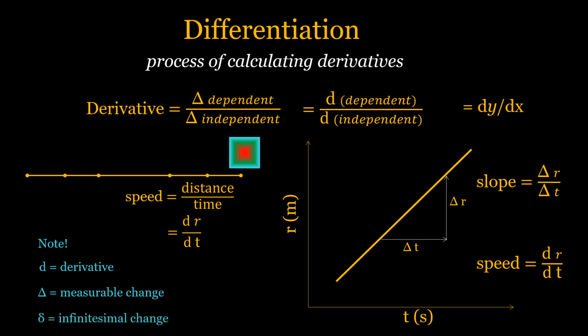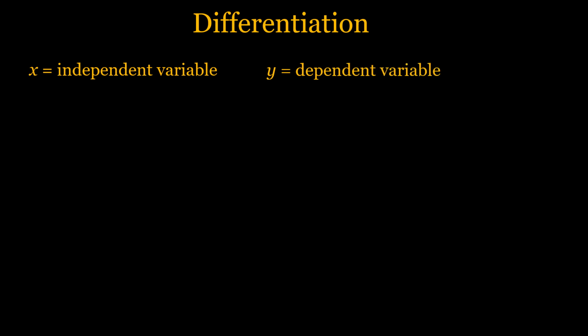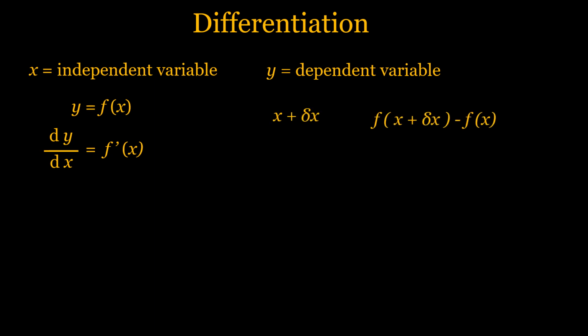As indicated earlier, generally x is considered an independent variable, whereas y is considered a dependent variable. Definition of derivative can be written in terms of x and y. As y depends on x, y is a function of x. The derivative of the function will be equal to f dash of x. The infinitesimal change in x will result in an infinitesimal change in y, then slope will be given as follows.